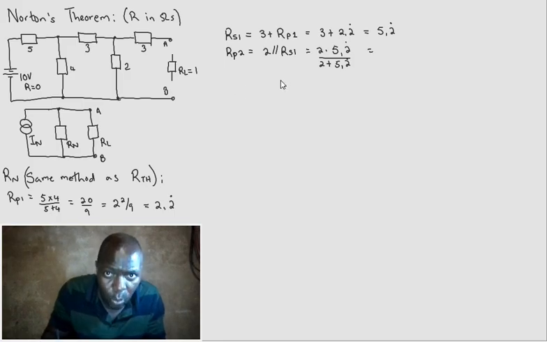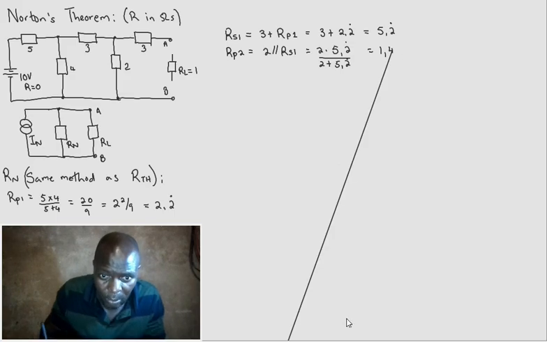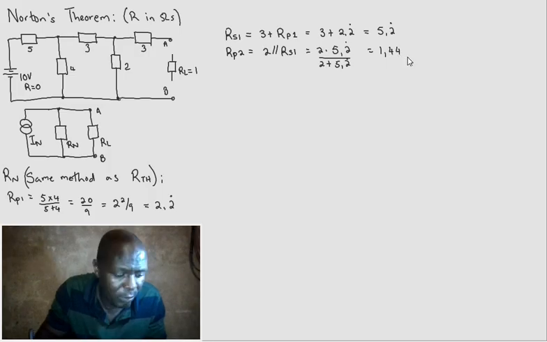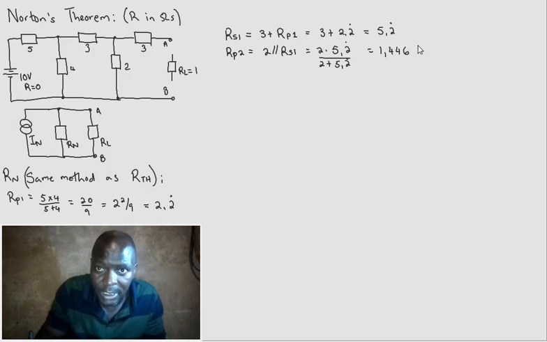As you can see, my answer now says 1,446. What is this now? This tends to happen a lot. 446, and it's in ohms. I know this is 3 decimal places, not my actual answer, so I indicate that I've rounded off to 3 decimal places.